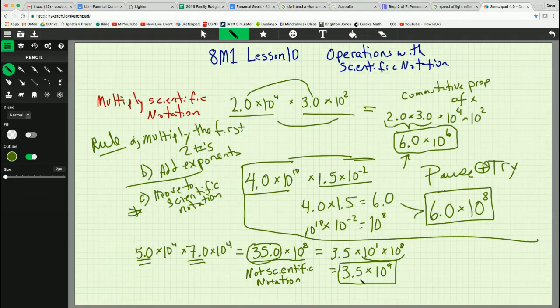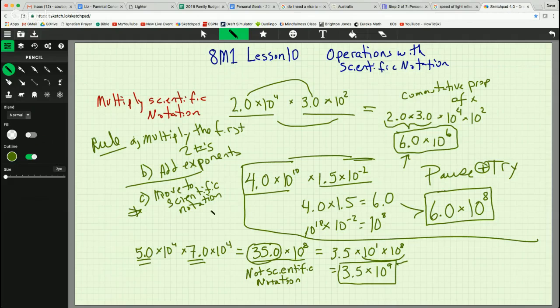And that number is in scientific notation because 3.5 is between 1 and 10, and then 10 to the 9th is a power of 10 with an integer exponent. So 35 times 10 to the 8th is the same thing as 3.5 times 10 to the 9th, but 3.5 times 10 to the 9th is in scientific notation.